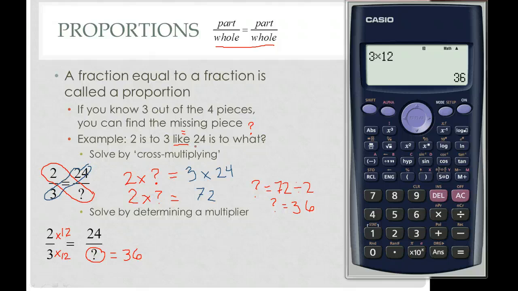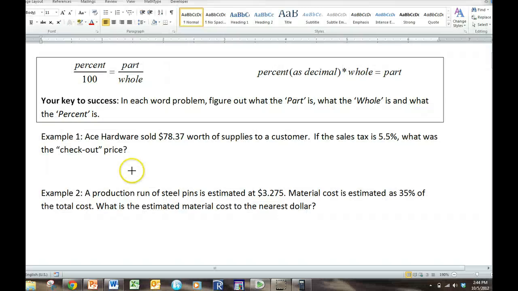Now we're going to do some more complicated problems involving percents. Okay, let's start with a tax problem. First thing when you see these word problems, you want to read it all the way through, and if you can place yourself in the scenario, it really helps solve the problem. So for the first example, Ace Hardware sold $78.37 worth of supplies to a customer.